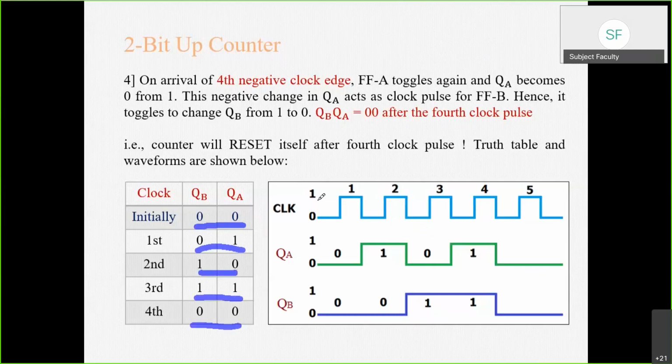So how many counts has it made? It counted 0, then 1, 2, 3, so 4 counts are counted by the 2-bit up counter. So 2-bit is nothing but 2 raised to power 2. 2-bit means 4 counts will be there, and since the count starts from 0, it will end at 3, the maximum count, and in the next clock cycle it will count 0 again.